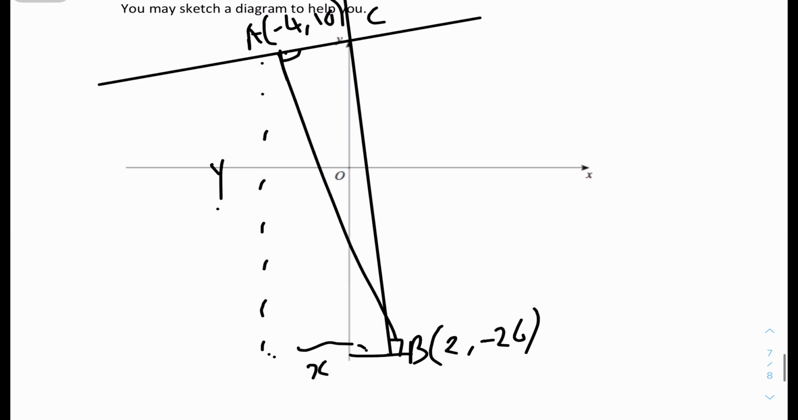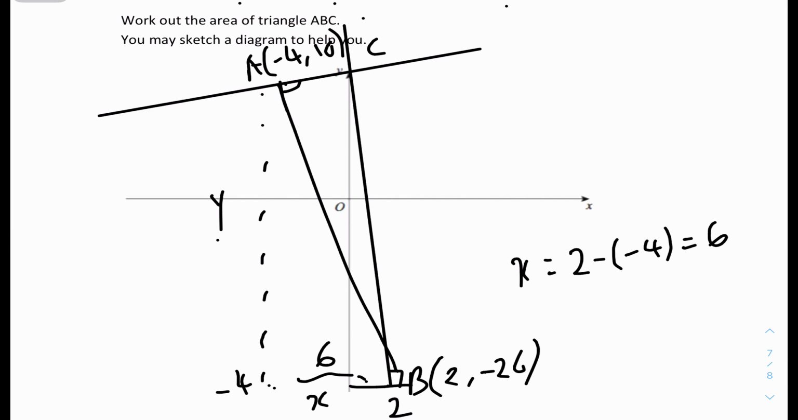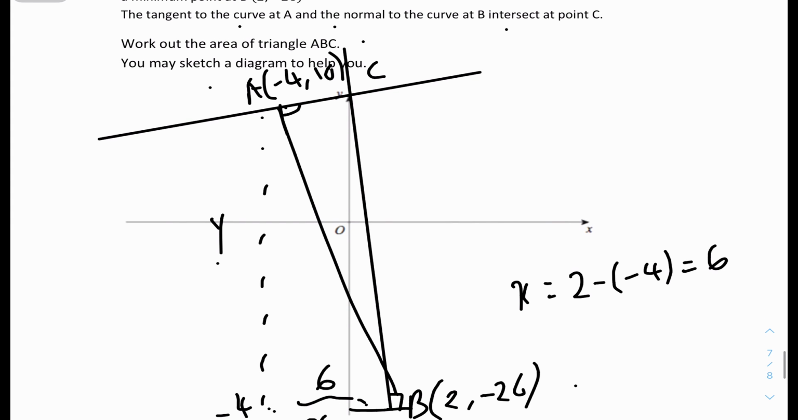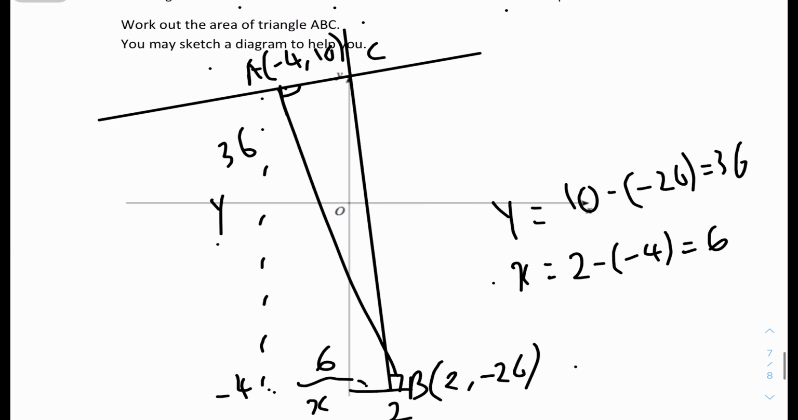So in this case, x would be, because this point is minus 4 and this point is 2, minus 4 to 2 will be 6. Because x is basically 2 minus minus 4, which is 6. And the y value will be from y equals 10 to y equals minus 26. So it will be 10 minus minus 26, which is 36. So now you have what y and x is.